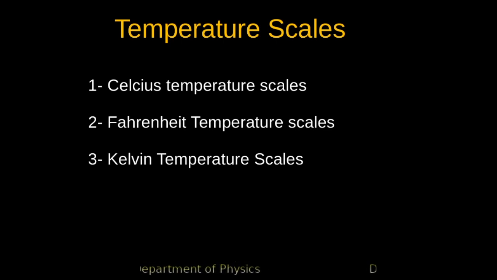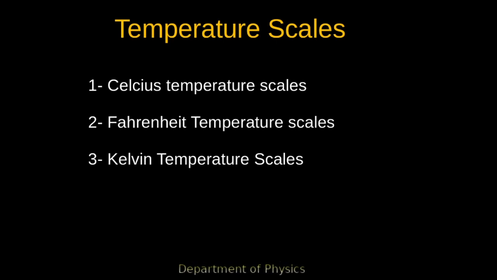Third is the Kelvin temperature scale. In SI units, the unit of temperature is the Kelvin and its scale is called the Kelvin scale of temperature. The interval between the lower and upper fixed points is divided into 100 equal parts. Thus, a change of 1 degree centigrade is equal to a change of 1 Kelvin.